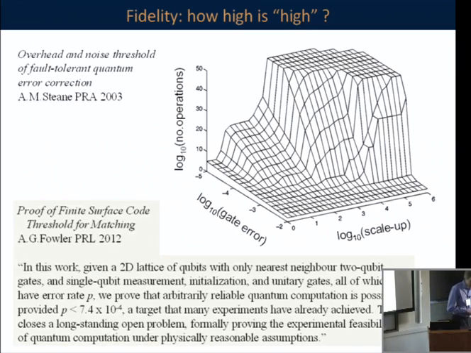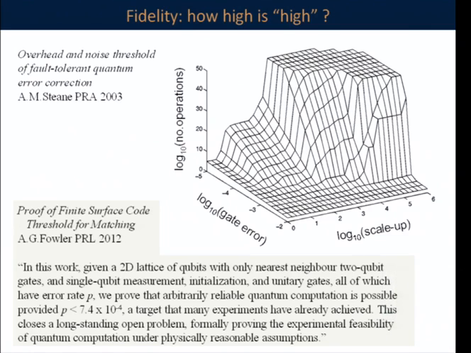Here's a more recent piece of work from Fowler, published last year in PRL. What he says here is he's looking at surface code error correction. He's saying we take all the single-qubit operations and two-qubit gates with a certain error rate, and we prove that arbitrarily reliable quantum computation is possible provided p is less than 7 × 10⁻⁷, a target that many experiments have already achieved. Well, that's news to me. I haven't seen a two-qubit gate at those kinds of levels. Apparently this proves the experimental feasibility of quantum computation, which to an experimentalist, I don't know how you prove the experimental feasibility of something apart from doing it in the lab.